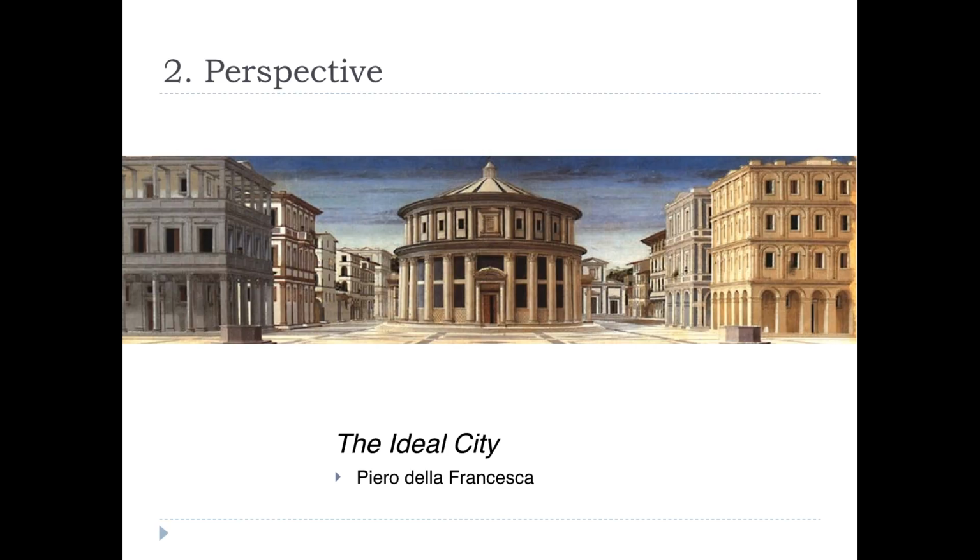Number two is perspective, and basically, perspective shows depth based on a couple of principles: the use of shadows and geometric designs, making things smaller so they look farther away, so you've got a background and a foreground. And this is the Ideal City by Piero della Francesca.